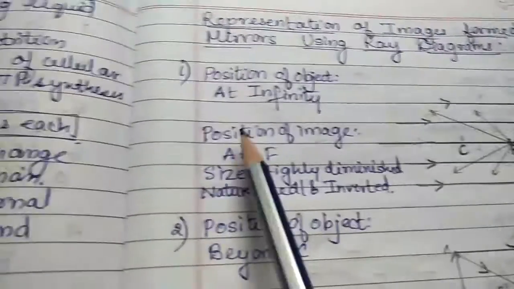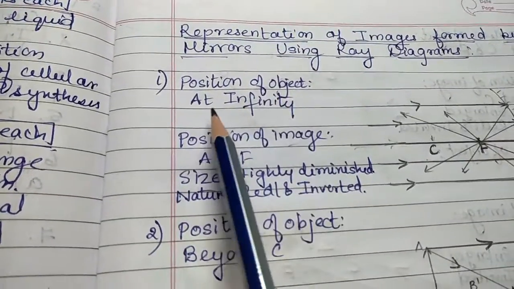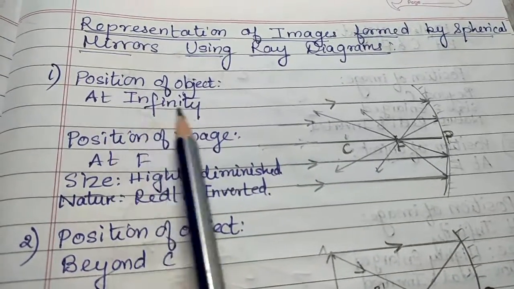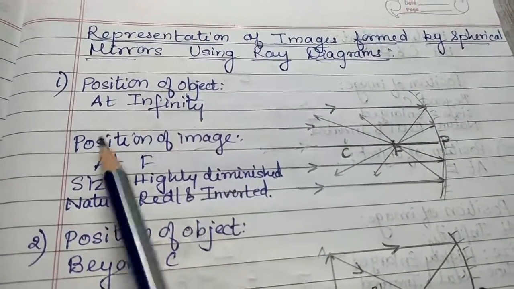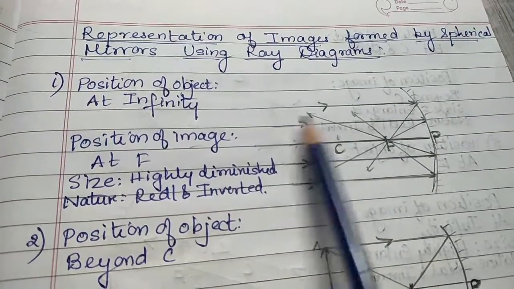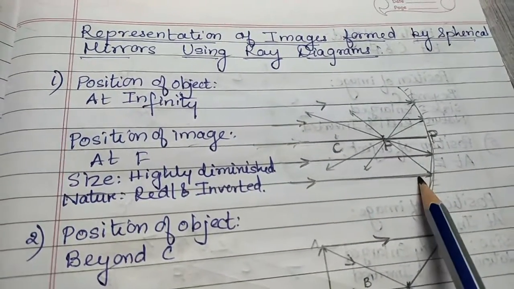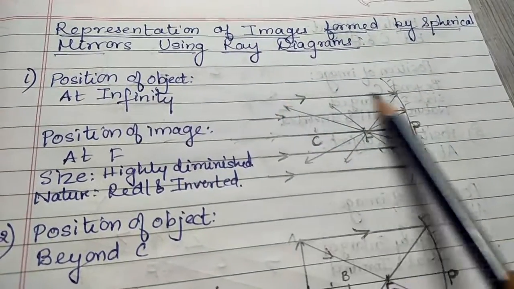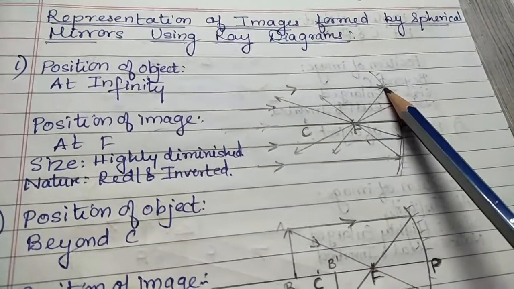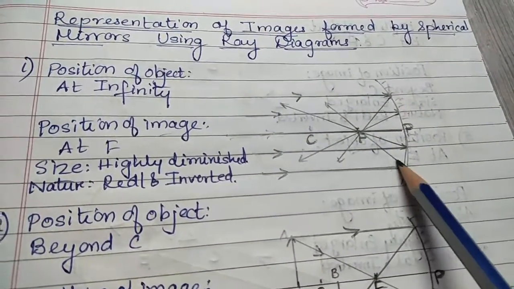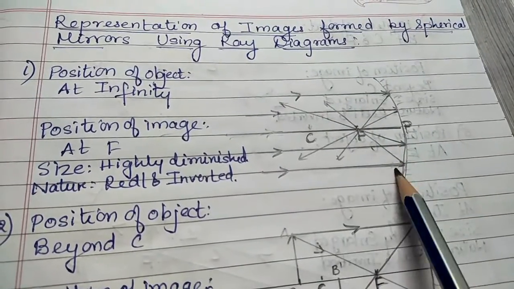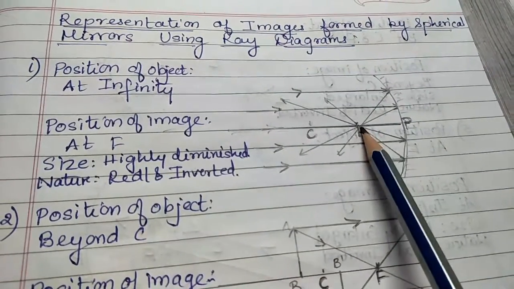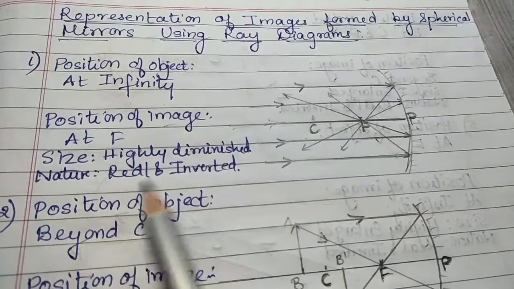Fine. Now the position of the object. If you see the first object, the object is not seen anywhere because it is at infinity. So whenever the object is at infinity, you cannot see the objects, only the rays coming out of the objects can be seen. These are the rays which are parallel to principal axis coming from the object. Once they touch the mirror, they start reflecting back. Because they are parallel to principal axis, it will pass through the principal focus. So all the rays are passing through principal focus after reflection. The image is formed here because they are meeting here. The size is highly diminished and it is real and inverted.